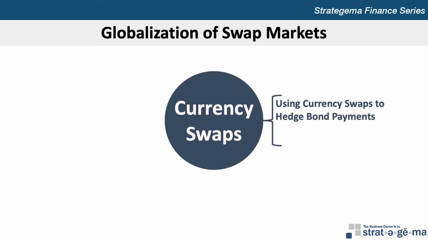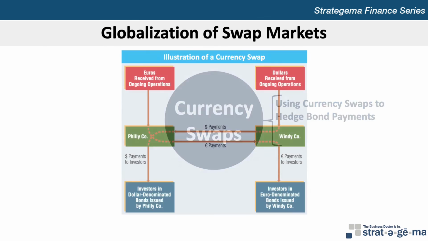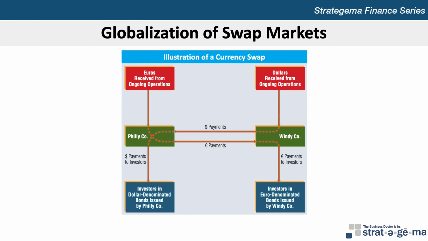Although currency swaps are commonly used to hedge payments on international trade, they may also be used in conjunction with bond issues to hedge foreign cash flows. This exhibit illustrates a currency swap whereby Philly Company, a U.S. firm, wants to issue a bond denominated in euros because it could make payments with euro inflows to be generated from ongoing operations. Philly, however, is not well known to investors that would consider purchasing euro-denominated bonds. Another firm, Windy Company, wants to issue dollar-denominated bonds because its inflow payments are mostly in dollars, but Windy is not well known to the investors who would purchase these bonds.